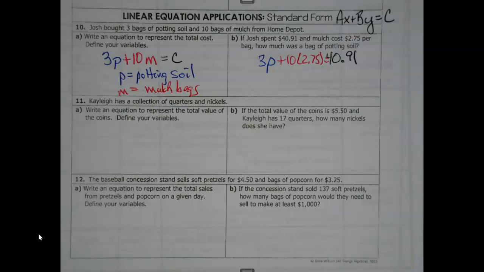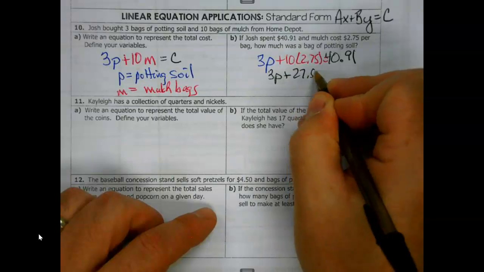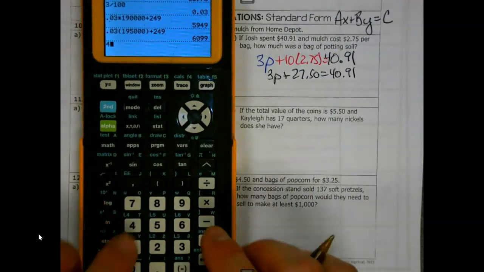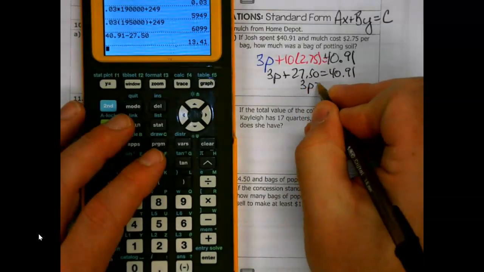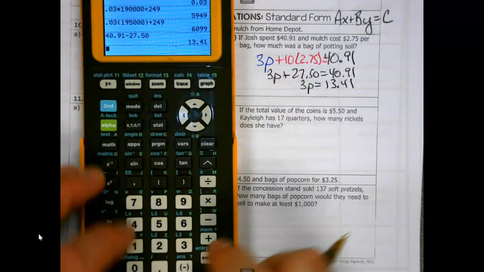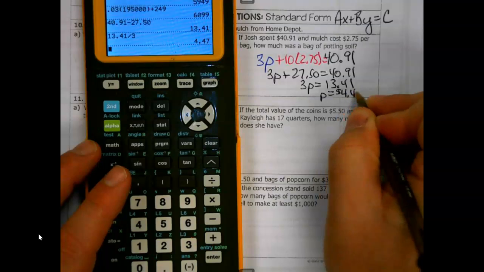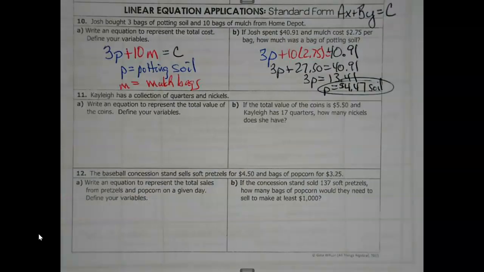And so now what I can do, okay, now we're back to good old two-step equation solving here. $4.47 for each bag of soil. Okay, not bad stuff. One last one, then we can get you down to doing a little bit of practice and being done here.